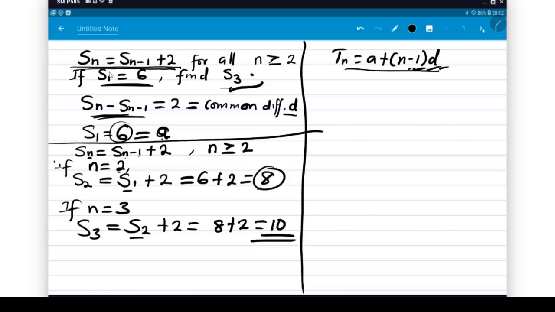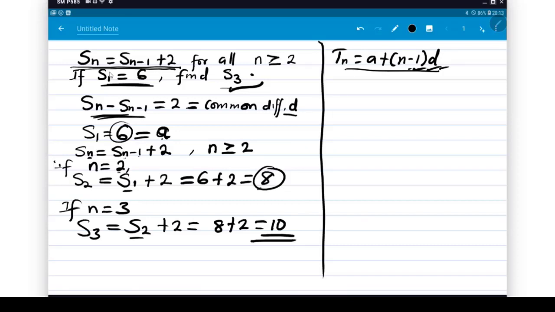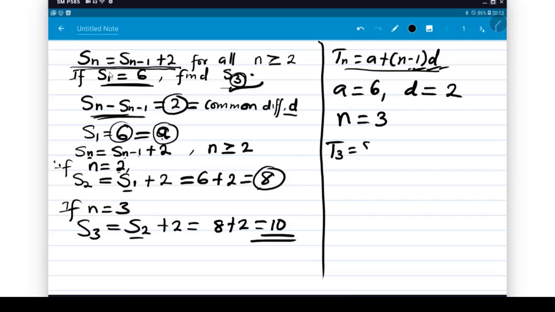Otherwise, you can also use our formula. For the formula, our A, like you can see here, is already 6, that's our first term. Our common difference D is what? It is 2. So now we can simply put all this in this formula. Now, what is our N? They're asking us to find S3. That means the third term, so our N will be 3. So putting in the formula, we're going to have T3, which is the same thing as our S3, equal to A, which is 6, plus N, which is 3, minus 1, bracket, common difference, which is our 2.